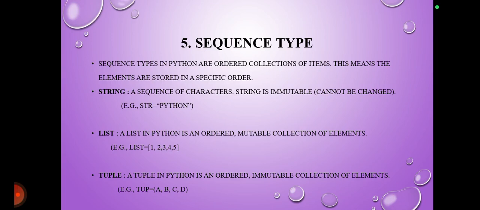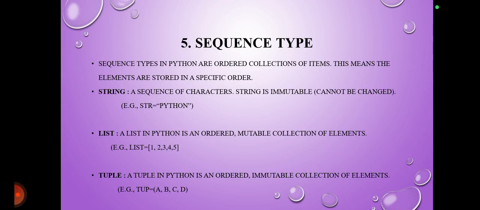String. First up, the string type. A string is a sequence of characters like words or sentences. Strings are immutable, which means once you create a string, you cannot change its characters directly. Let's see an example. str = "Python". This string has 6 characters and each one is stored in order.